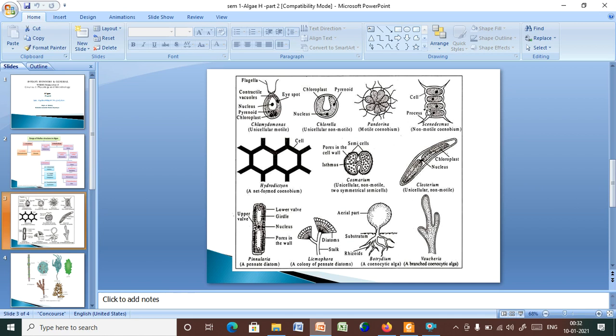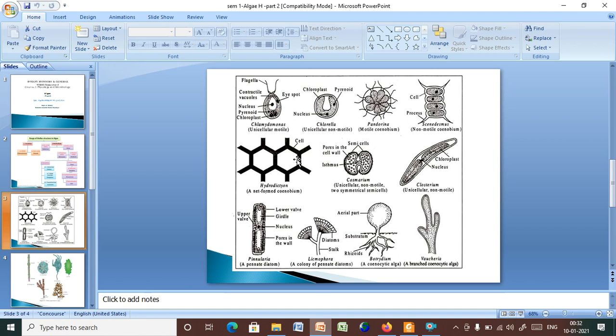Here, this is the structure of Scenedesmus. They may form spine-like structures or may not. And this is the hexagonal mesh of Hydrodictyon. Both of these are examples of the non-motile coenobial type.